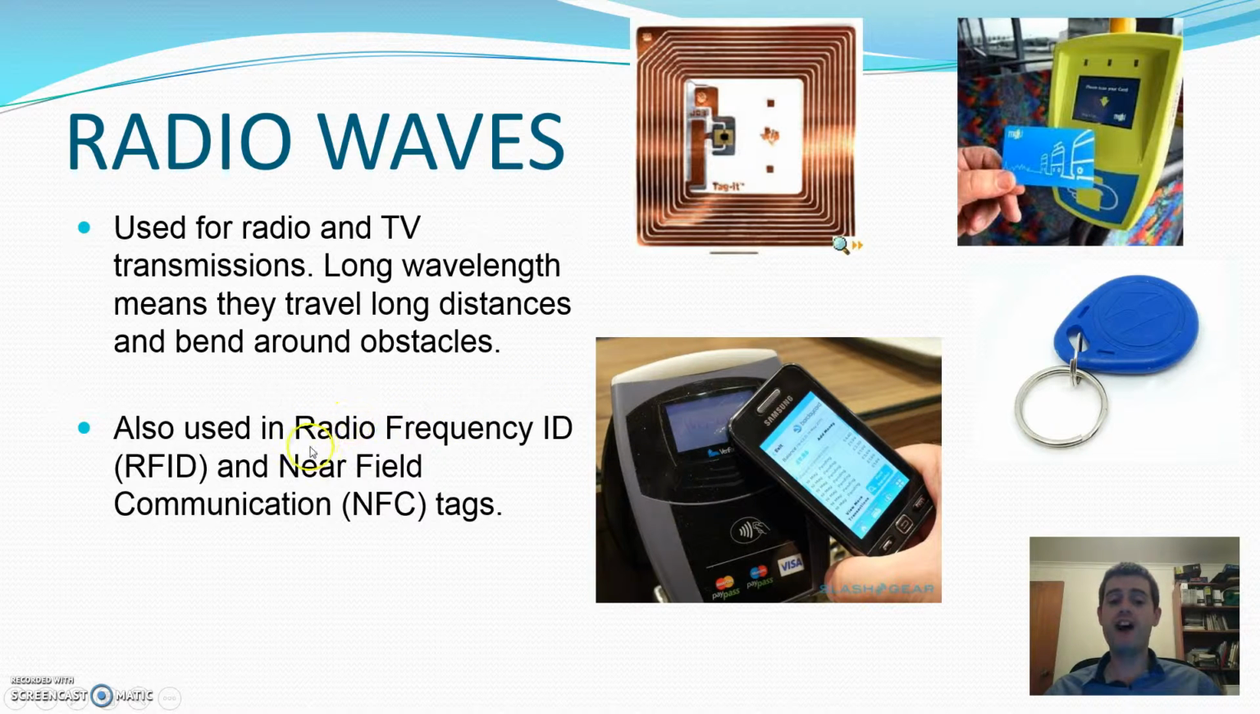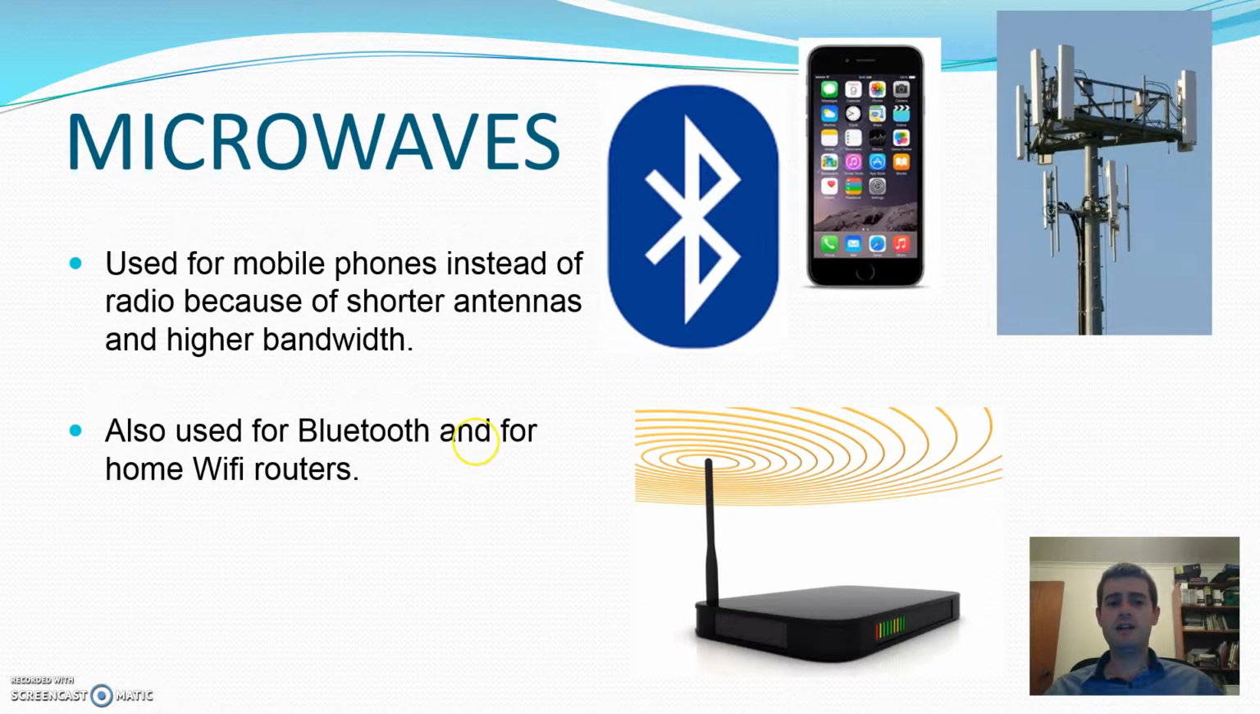So both RFID and NFC use forms of radio waves as well. Okay, from there we go up to microwaves. Now microwaves are used for many things. Probably the main thing we use them for these days is for mobile phones. And we use microwaves for two reasons.